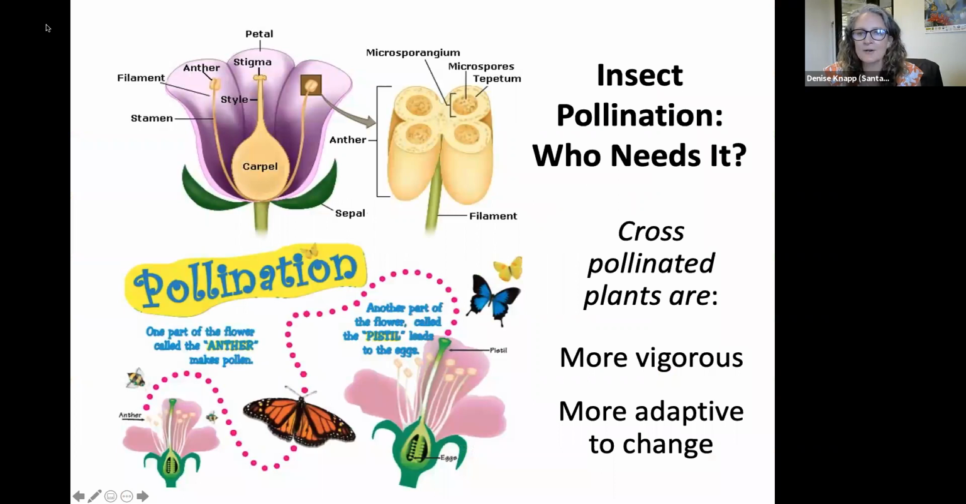All right, just a slide of background. Insect pollination, who needs it? Well, almost 90% of flowering plants need it. And of course, that's transferring the pollen from the male parts to the female parts, and so transferring genetic material from one individual to another individual. So this cross-pollination, which is effectively keeping them from inbreeding, which we know is bad, makes these plants more vigorous and more adaptive to change. And of course, both of those things are really important in today's world.